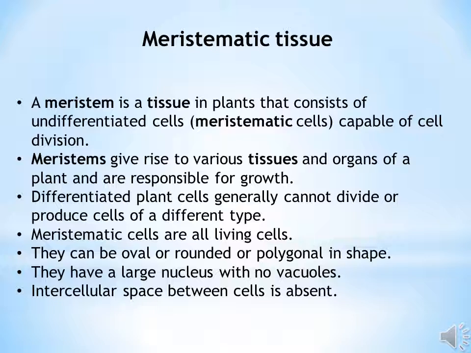Meristematic cells are all living cells. The meristematic cells can be oval or rounded or polygonal in shape. They have a large nucleus with no vacuoles. Intercellular space between cells is absent. So children, the basic thing to emphasize about meristematic tissue is that these cells are not differentiated into any particular cell type and then they keep on dividing. They are all living cells and they have no intercellular space between them.